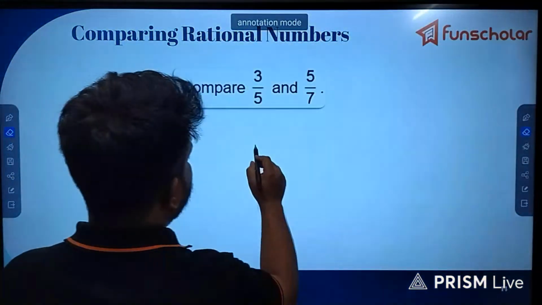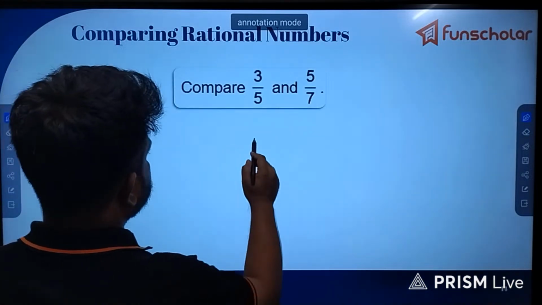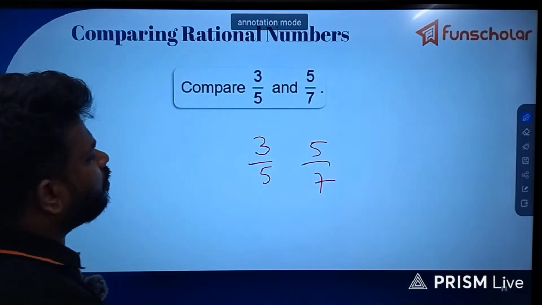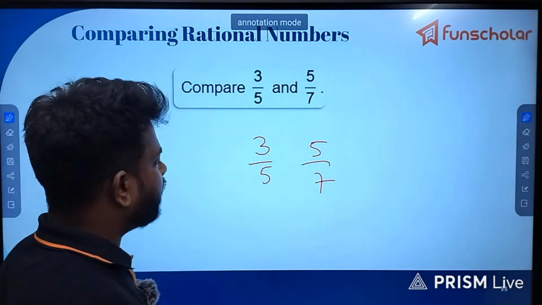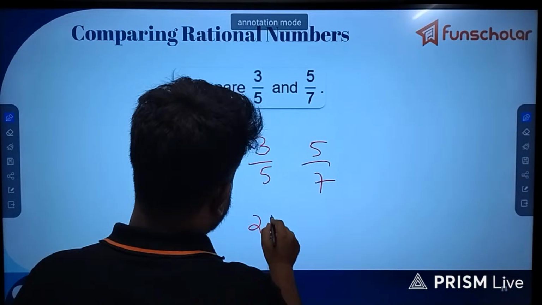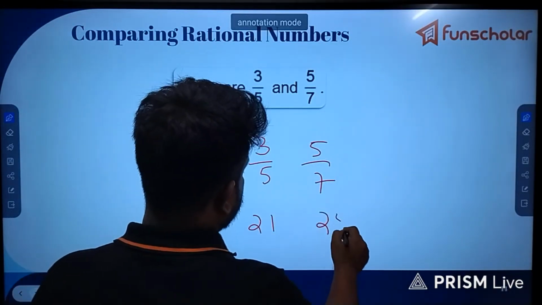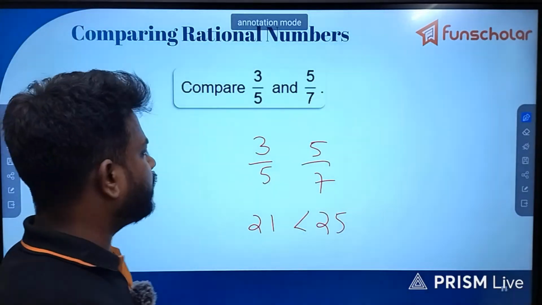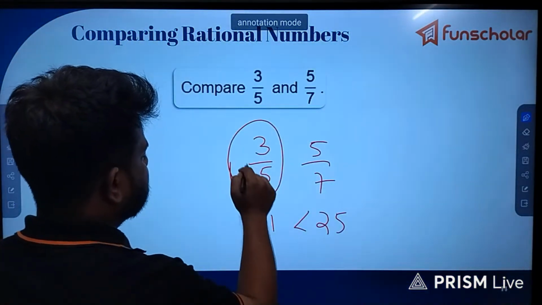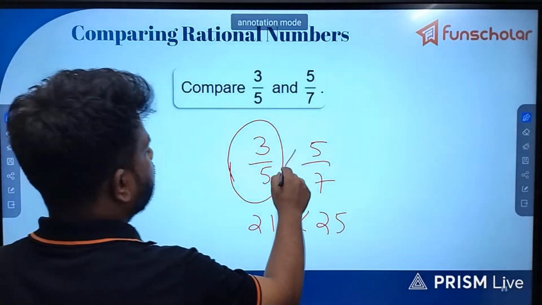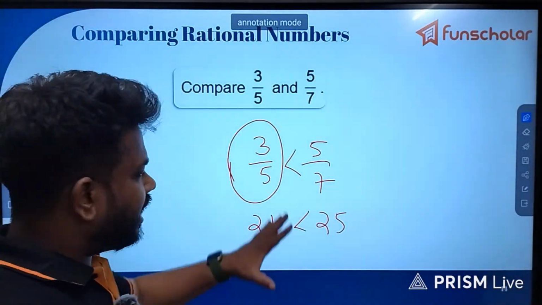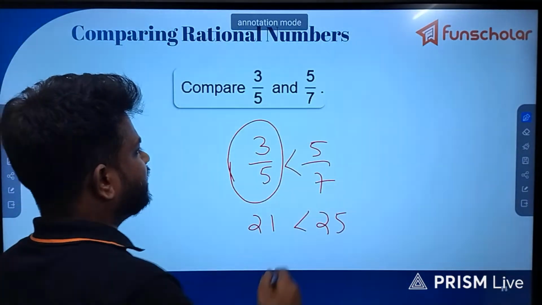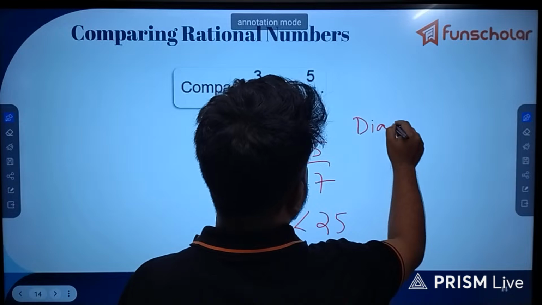Another process: take 3 by 5 and 5 by 7, and multiply them diagonally. The first product will be 21 and the second will be 25. We know that 25 is greater than 21, so 25 represents the greater fraction, which is 5 by 7. So 3 by 5 will be smaller than 5 by 7. This is the diagonal method.